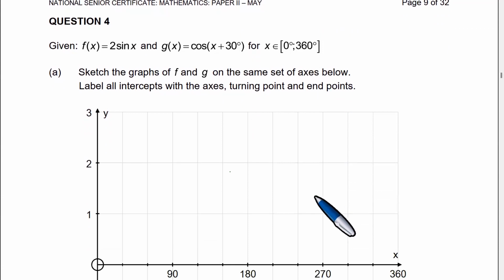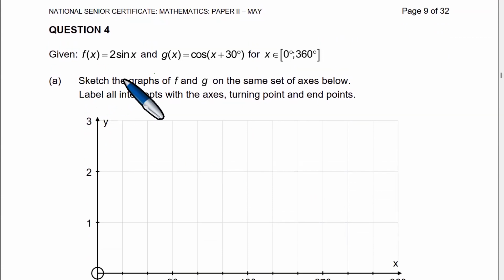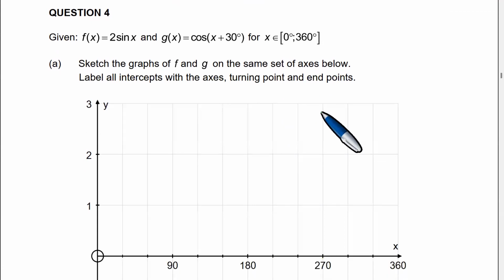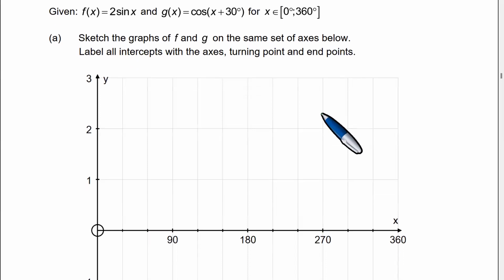Okay, in question 4 in June this year, you're given the graphs. We looked at the graphs earlier. Sketch the graphs of f and g on the same set of axes below. Label all intercepts with the axes, turning points and end points. A couple of things you need to consider when you're sketching the graphs. Let's just get started with sketching the graphs.